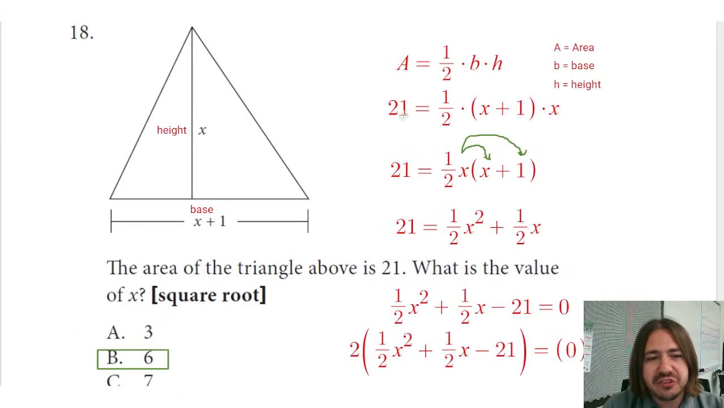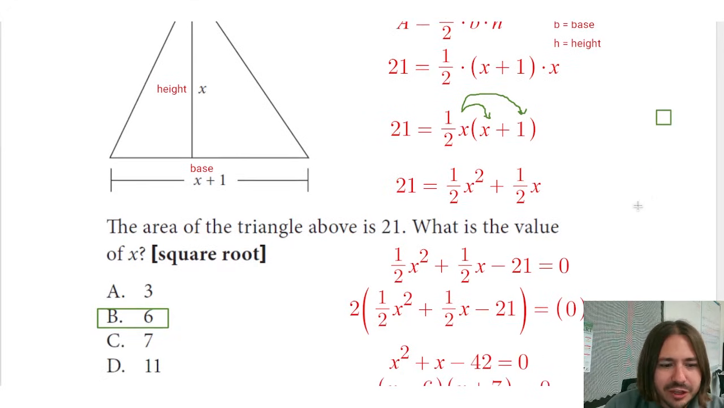I mean, these numbers are pretty small, so it shouldn't take too much time to do 1/2 times 3 times 4, 1/2 times 6 times 7, 1/2 times 7 times 8, 1/2 times, what was the last one? I think it was 11, but let me double check. Yeah, 11. So 1/2 times 11 times 12, and see which one ends up equaling 21.